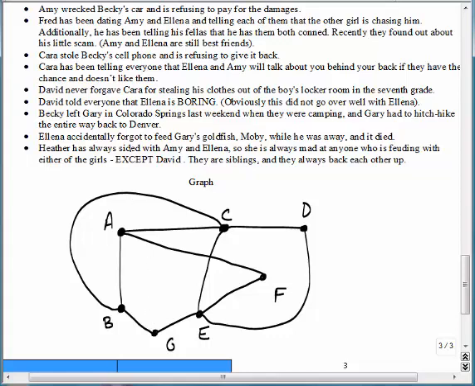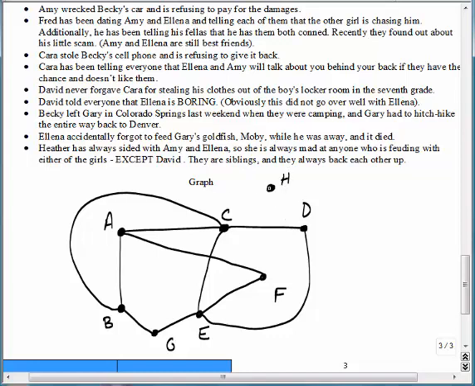The last one, alright. Heather has always sided with Amy and Elena, so she's always mad at anyone who is feuding with either of the girls, except David. They're siblings and they always have each other's back. Alright, so we have another one. We have to put H somewhere. Let's put H right here. Now I've got to be really careful. So she doesn't like anybody that's feuding with Amy and Elena, except for David.